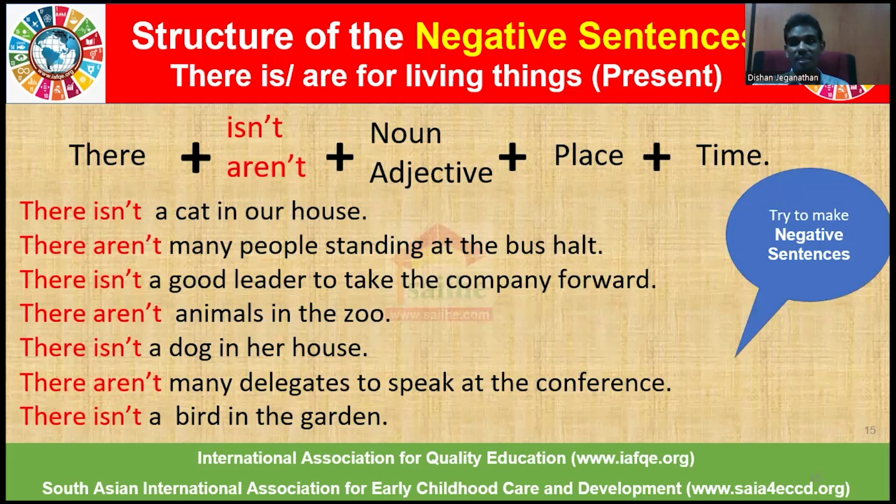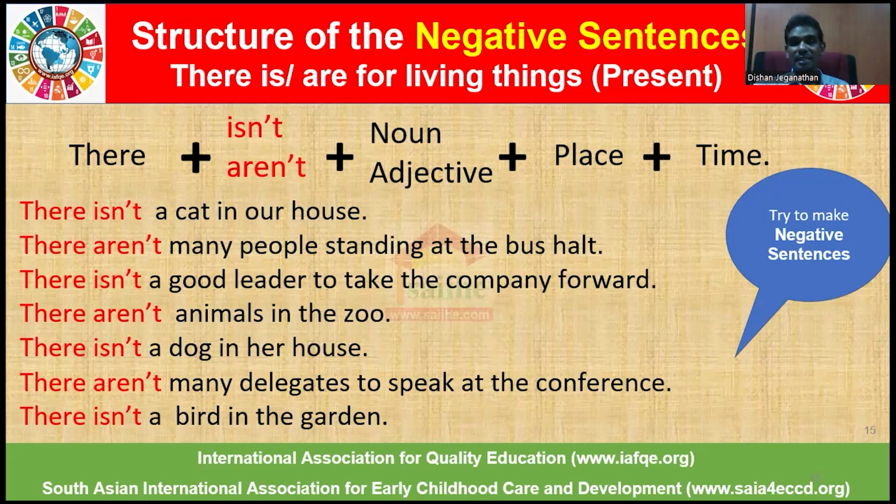There aren't many people standing at the bus halt. People, like we have seen in the previous examples, it's more than one, which is plural. Therefore, we make use of aren't. There isn't a good leader to take the company forward. There aren't animals in the zoo. Animals are plural. Therefore, it goes as there aren't. There isn't a dog in her house. Dog is singular. Therefore, we make use of isn't.